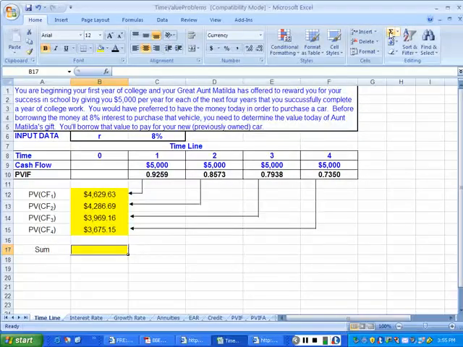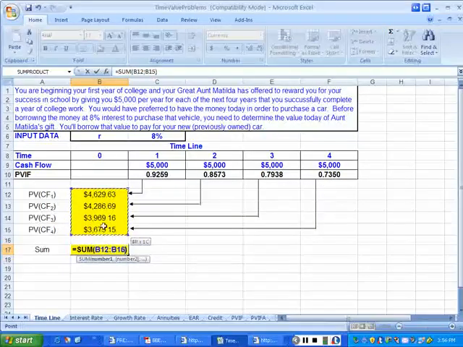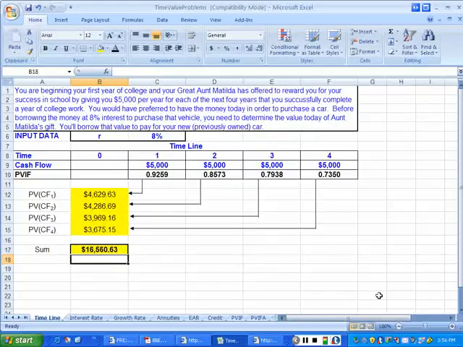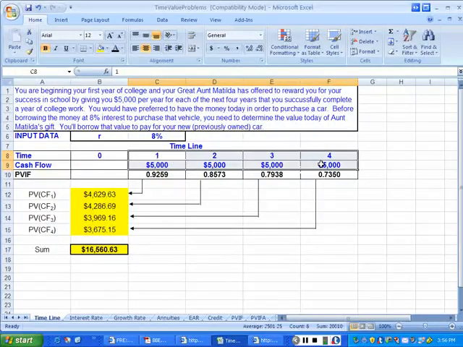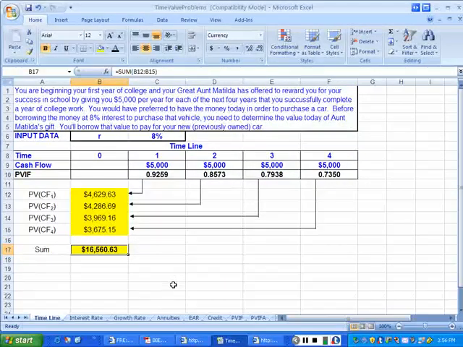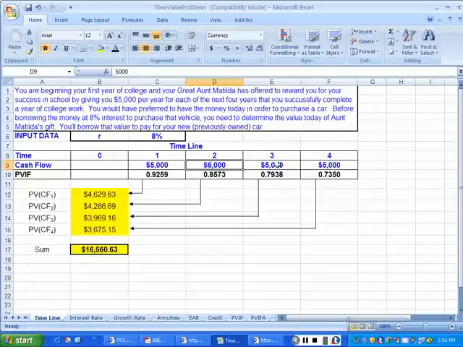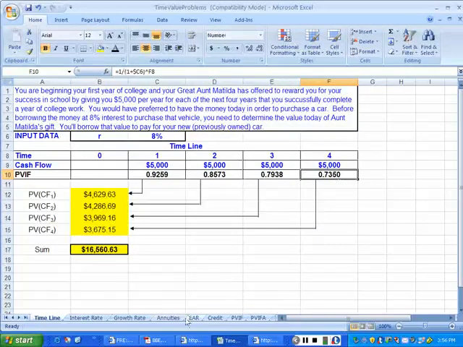$3,675.15 today. Now, if I sum all of these up, I'll go to my auto sum and add those 4 items up. It says $16,560.63 today, which means if I've got this promise to receive $5,000 in each of the next 4 years, today it has a value of $16,560.63. So I can go ahead and find that previously owned car of this value, and it would be fully paid for. If I borrow the money at an 8% interest rate from a bank, what I'd have is an opportunity to exactly pay off my $5,000 amount each and every year.